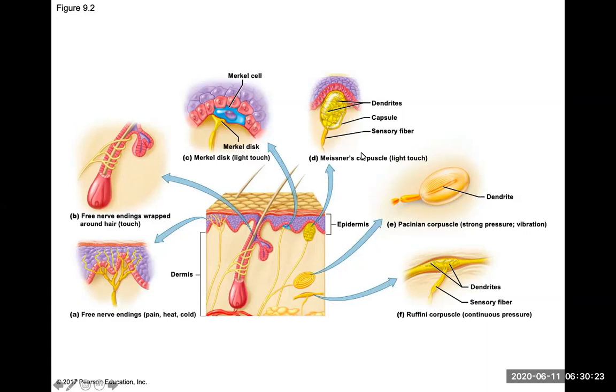Here's a Meissner's corpuscle that helps pick up light touch. Here's a Pacinian corpuscle, which is located deeper in the dermis of the skin and picks up stronger pressure. And here's a Ruffini corpuscle, which picks up continuous pressure. So these are just different pressures in the skin.